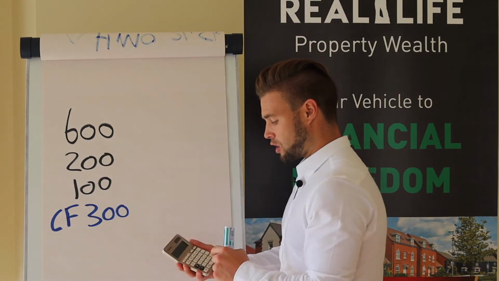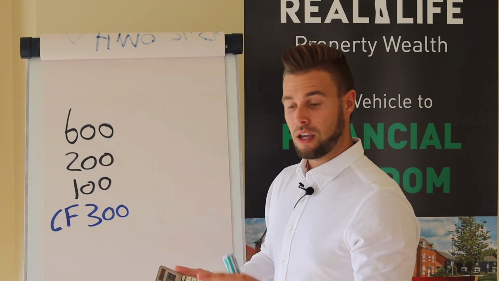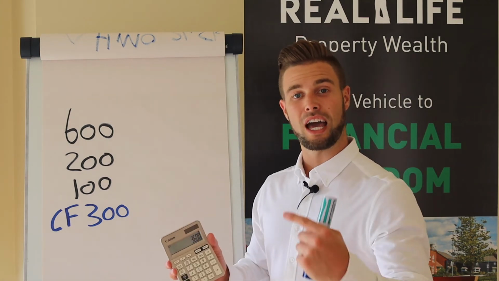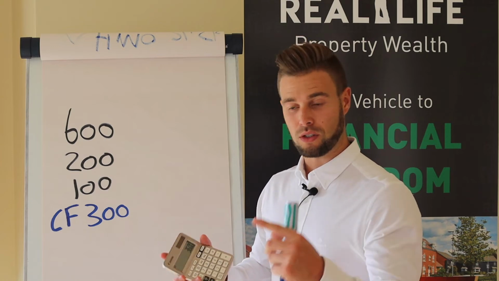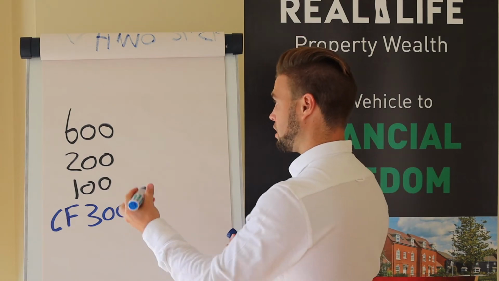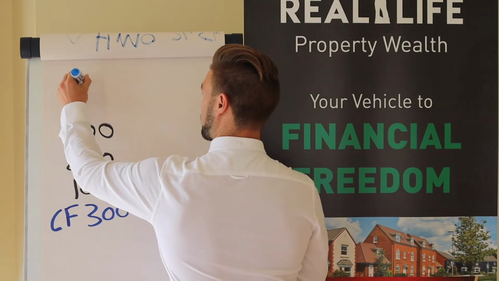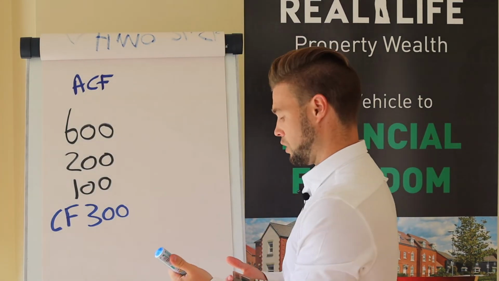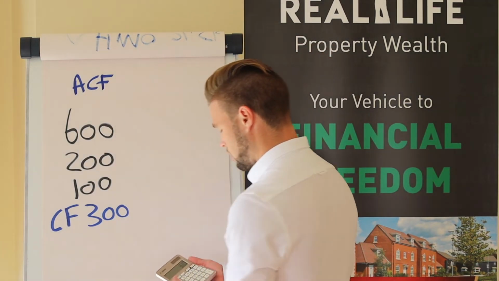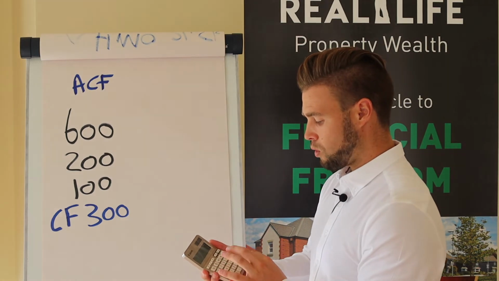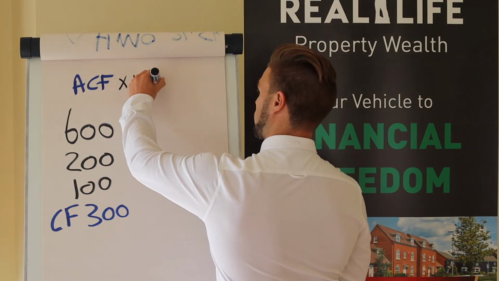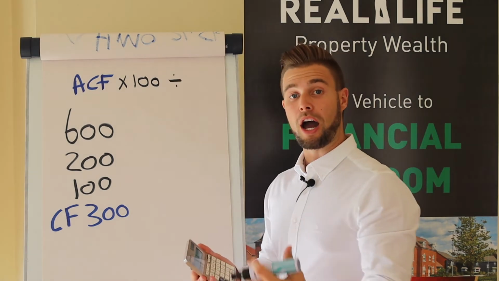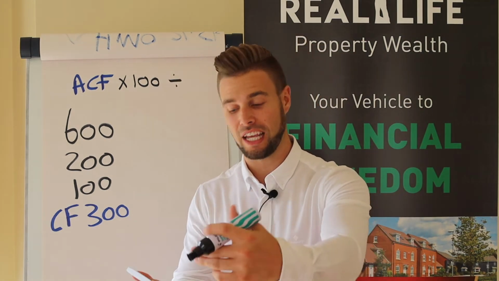So you're going to take your cash flow of 300. Then you're going to times it by 12 to give you the annual cash flow. That's the first piece in the formula. I want to make this as easy as possible for you. So the annual cash flow, then times by 100, then divide by the money that is left in.